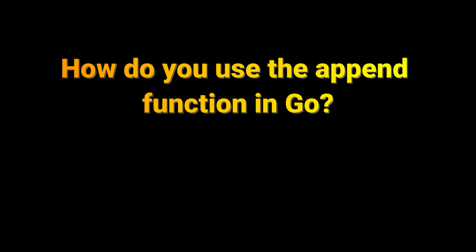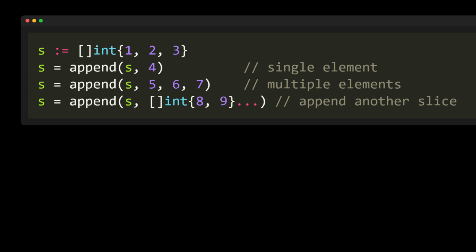Question: how do you use the append function in Go? Append adds new elements to the end of a slice. You can append a single element, multiple elements, or another whole slice.